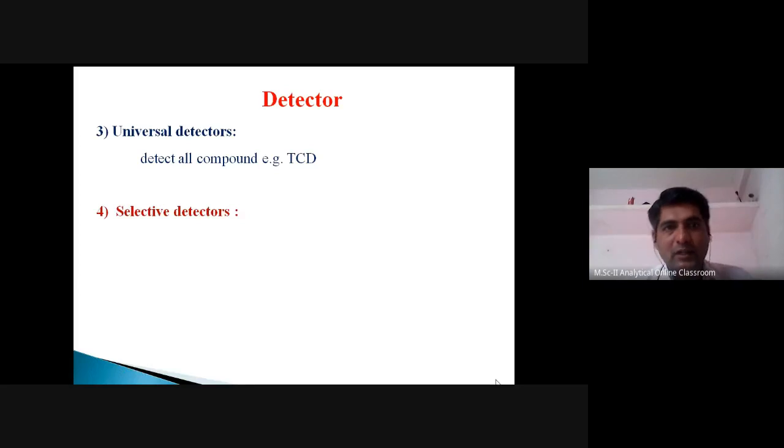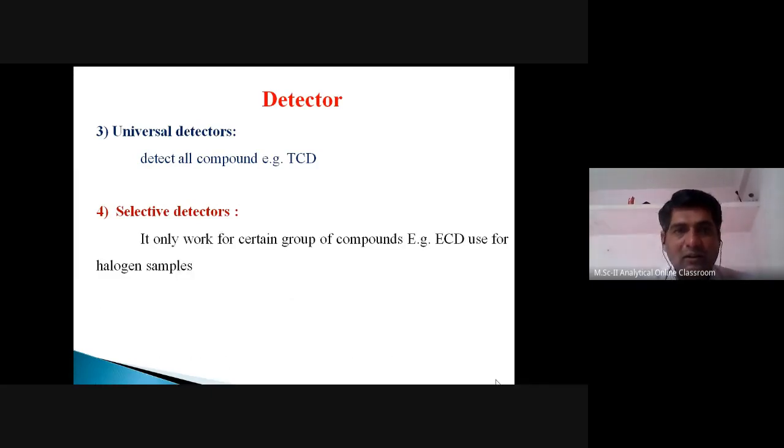Then selective detectors. As the name suggests, selective means it selectively detects a particular compound. That's why it is called a selective detector. For example, if you want to detect a halogen sample, then you need an ECD type of detector for the instrument.